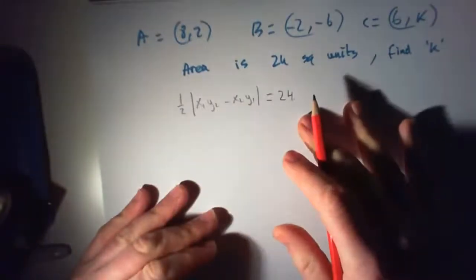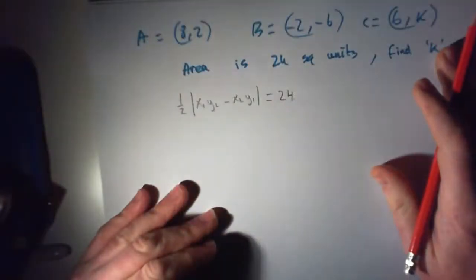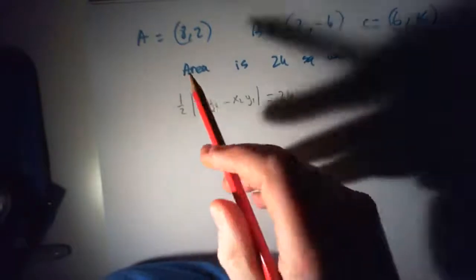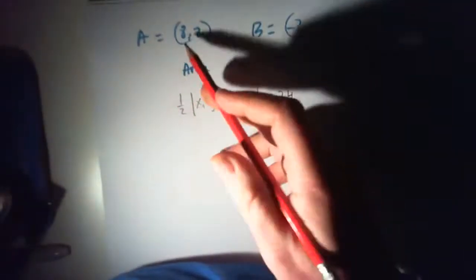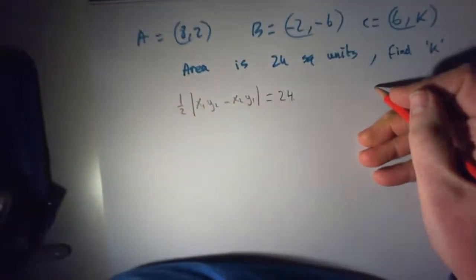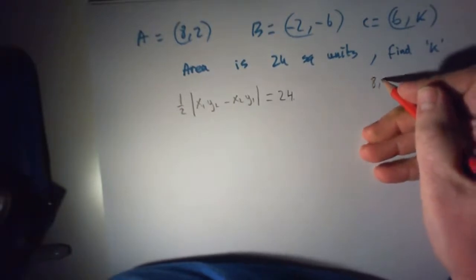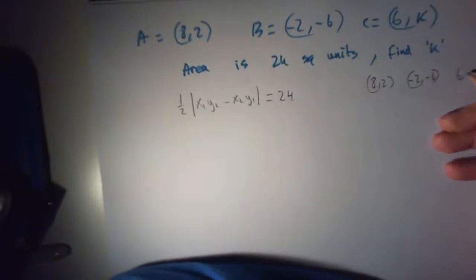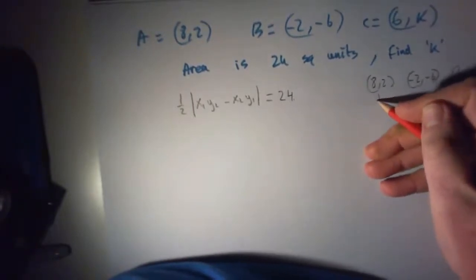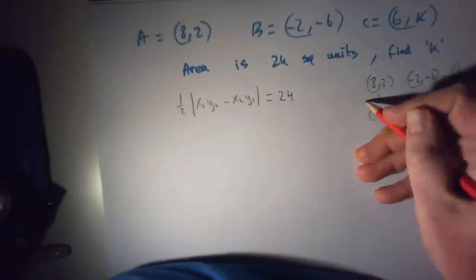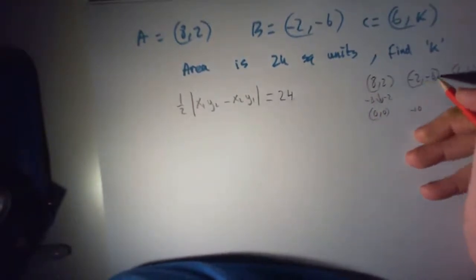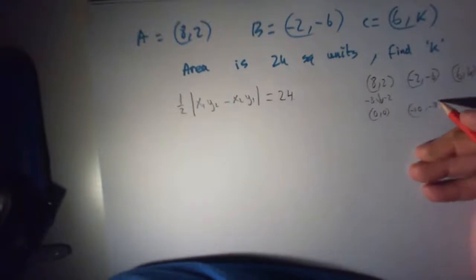So let's fill it out. But first of all, we need to turn one of them into 0, 0. Okay? So I'll pick the first one. It's the easiest one to get to 0, 0. So 8 and 2, minus 2, minus 6, and 6 and K. So if it becomes 0, 0, that means I'm taking away 8, taking away 2. If I take away 8, I get negative 10. If I take away 2, I get negative 8. Take away 8, I get negative 2.